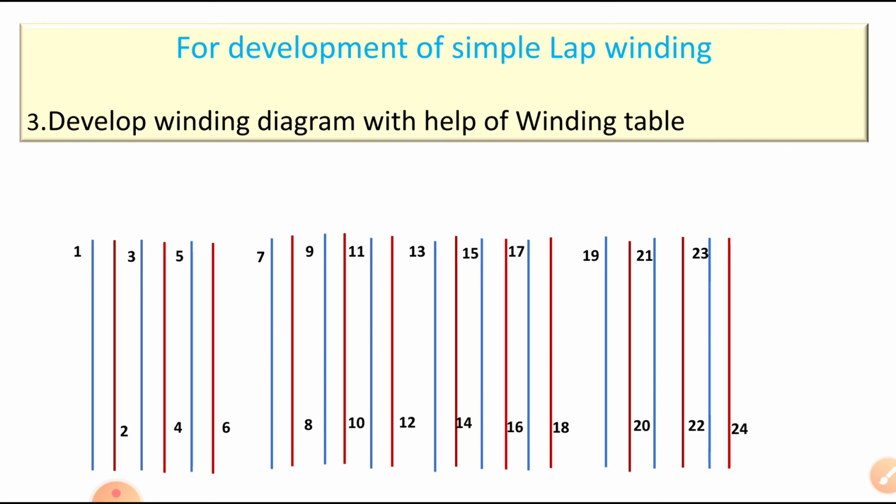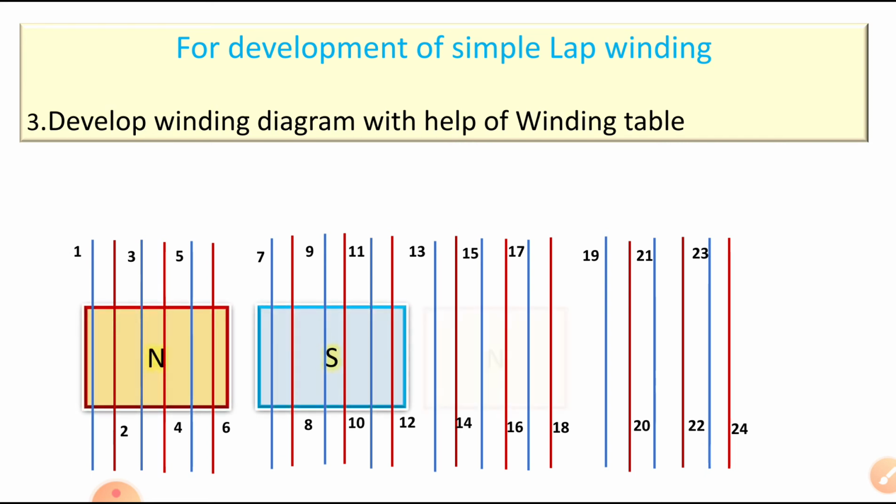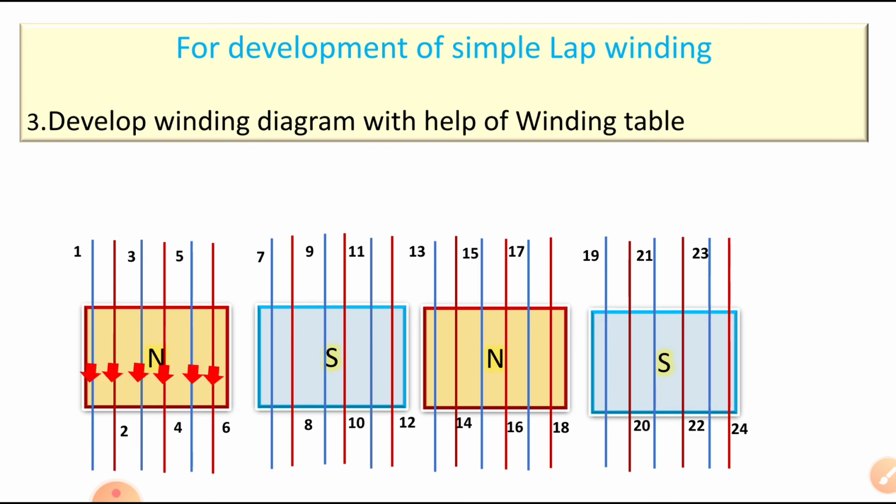For my easy understanding, I took the odd numbers in blue color and even numbers in red color. Okay, then I can place my poles. So I have 4 poles, each pole under the influence of 6 conductors. After placing my magnets, arbitrarily I am assuming the current directions. North pole I assumed as current coming from the downwards, and south pole I assumed as going away from the downwards. Okay, so these are the routine things we have already seen.